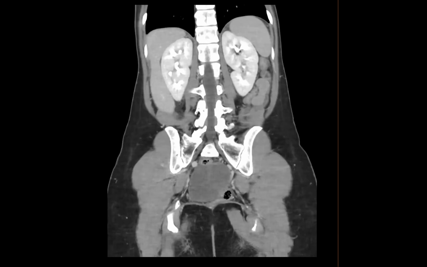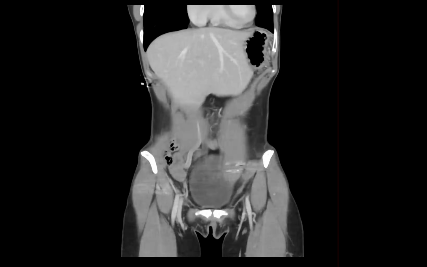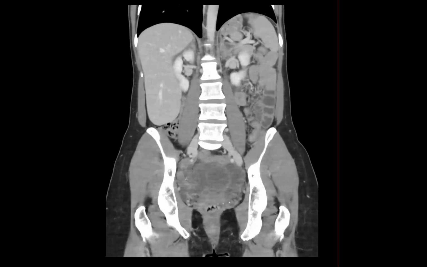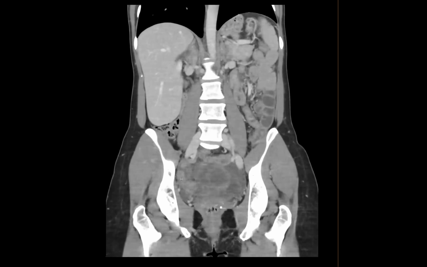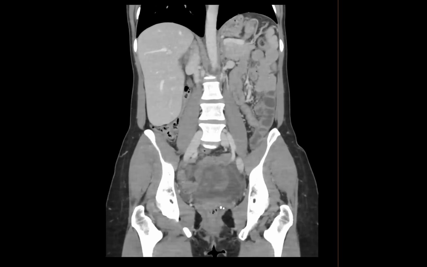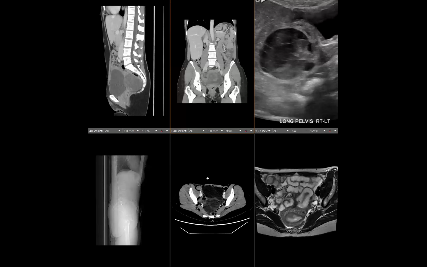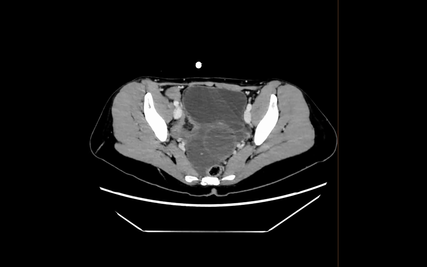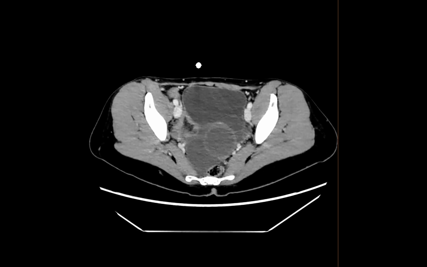Oh, and I think there's a CT torsion sign. So it was an ED study, and I thought that you have the whirl sign on ultrasound. I thought I saw that on CT here, which is what made me suggest an urgent evaluation. Right here on the right side.